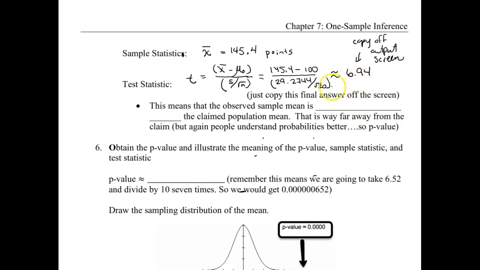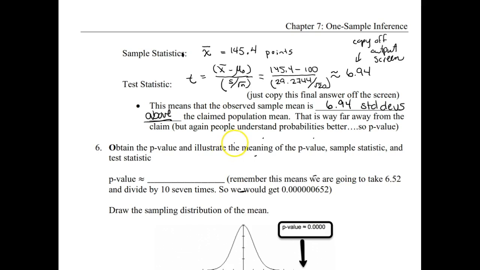Where if we just write down t is approximately 6.94, we kind of lose sight of the fact that it's taking the standard deviation and the sample size into consideration when it's trying to determine if this 145.4 is unusually high or not. All right, so this test statistic means that the observed sample mean is 6.94 standard deviations above, since this one came out positive, the claimed population mean. So that's way far away from the claim if we understand standard deviations.